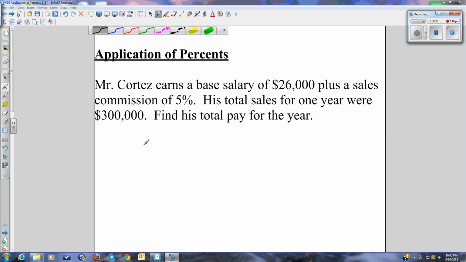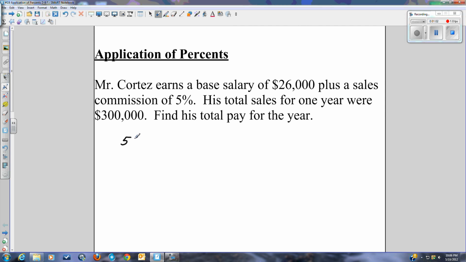Now, commission is something that somebody earns on top of their salary. Usually a salesperson will earn a certain percentage of the sales that he or she makes. Sometimes that's given in place of a salary, sometimes it's on top of a salary. So in this case, Mr. Cortez earns a salary of $26,000, and then he gets 5% of the $300,000 in sales that he made for that year. So let's figure out how much his total pay is.